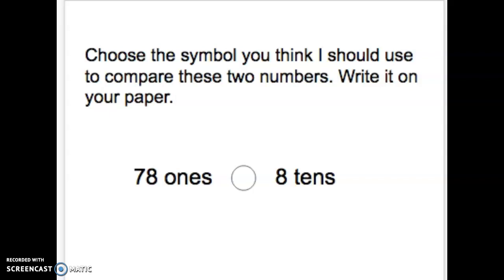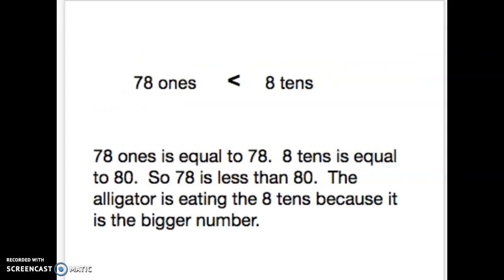Choose a symbol you think I should use to compare these two numbers. Write it on your paper. 78 ones is equal to the number 78. 8 tens is equal to 80. So 78 is less than 80. The alligator is eating the 8 tens because it is the bigger number.